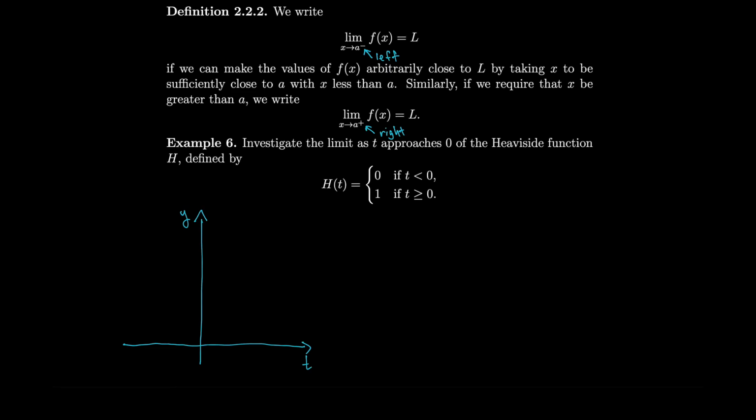So it is 0 if t is less than 0. I drew an open circle because we're not including 0. And then it's 1 if t is greater than or equal to 0.